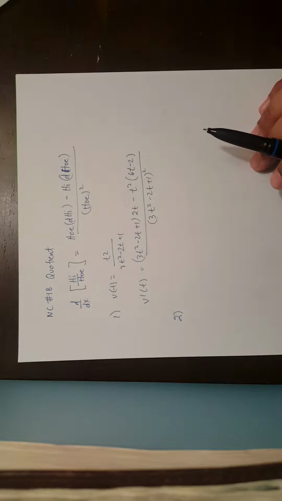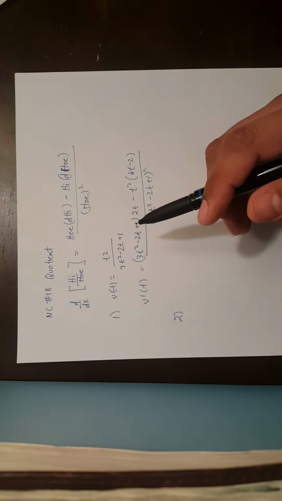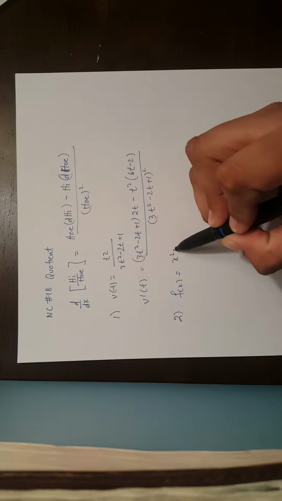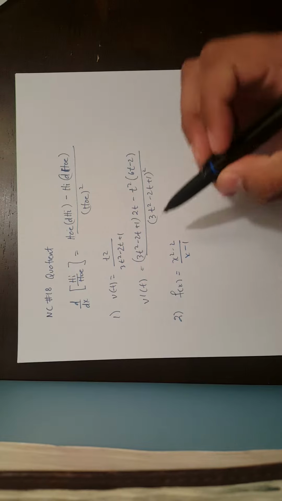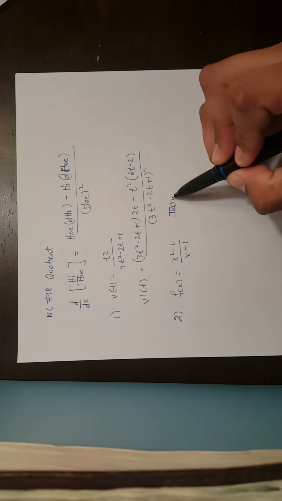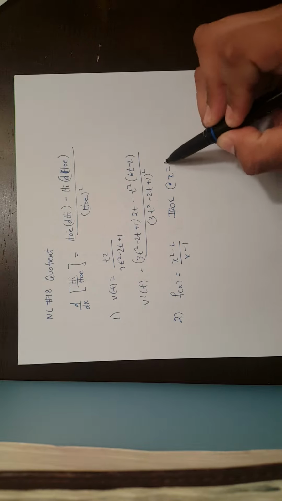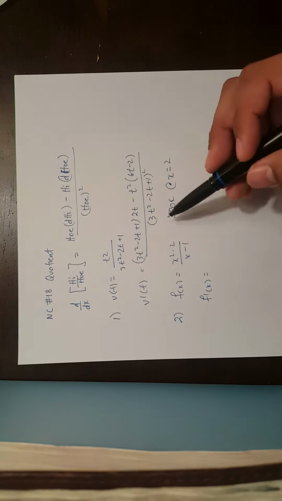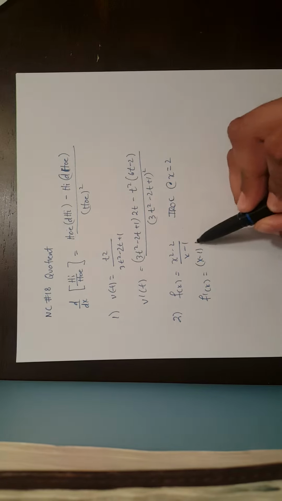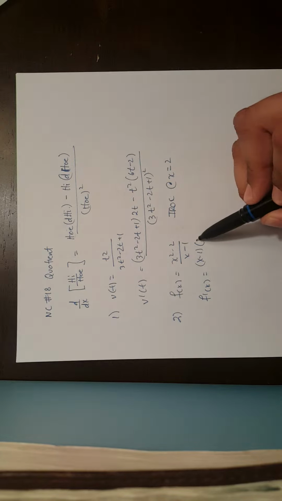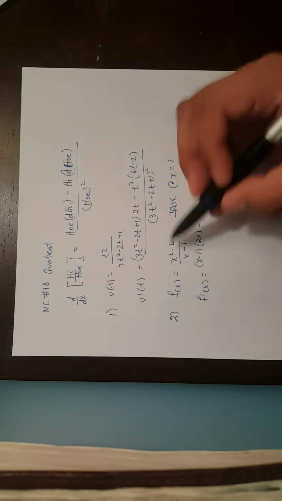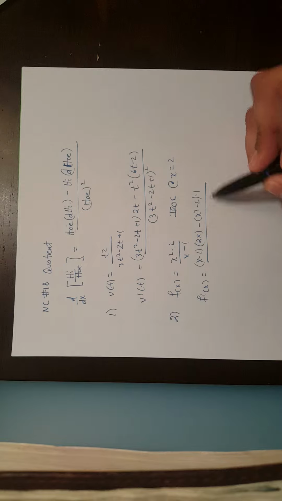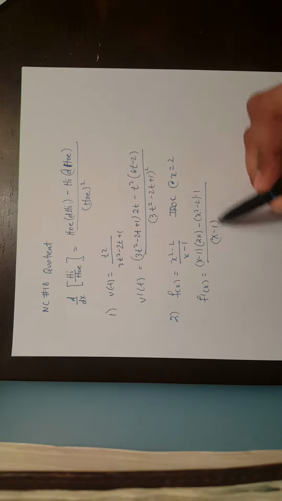The next one asks: what is the instantaneous rate of change at x equals 2 of the function f, given that f of x is equal to x squared minus 2 over x minus 1. We want the IROC at x equals 2, so that means to take the derivative. It's ho, which is x minus 1, times d-hi, the derivative of the top, which is 2x, minus hi, which is x squared minus 2, times the derivative of the bottom, which is 1, over the bottom squared, x minus 1 squared.